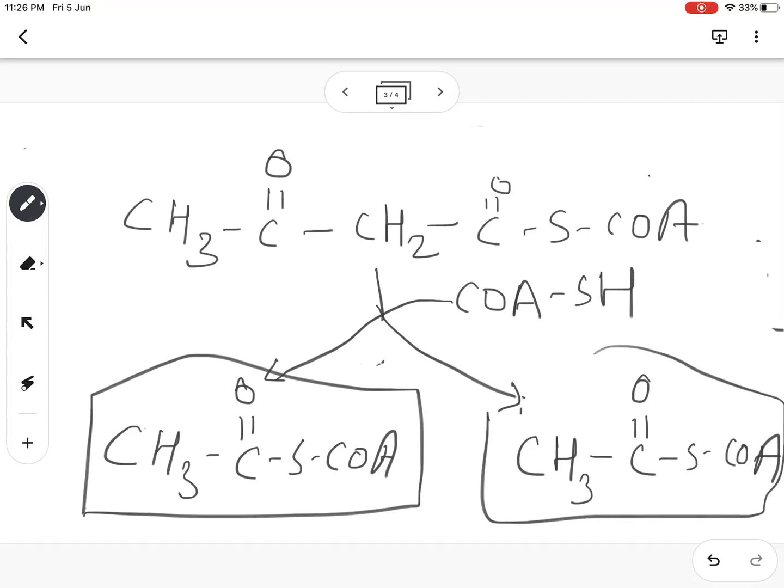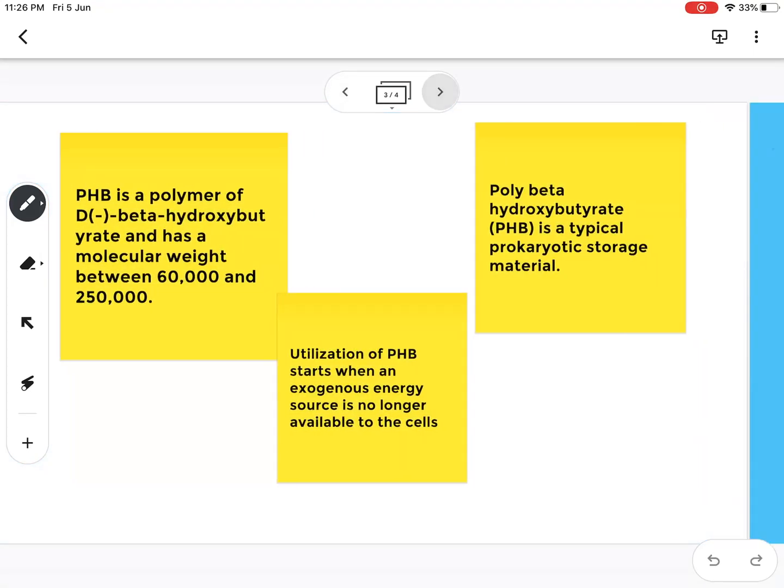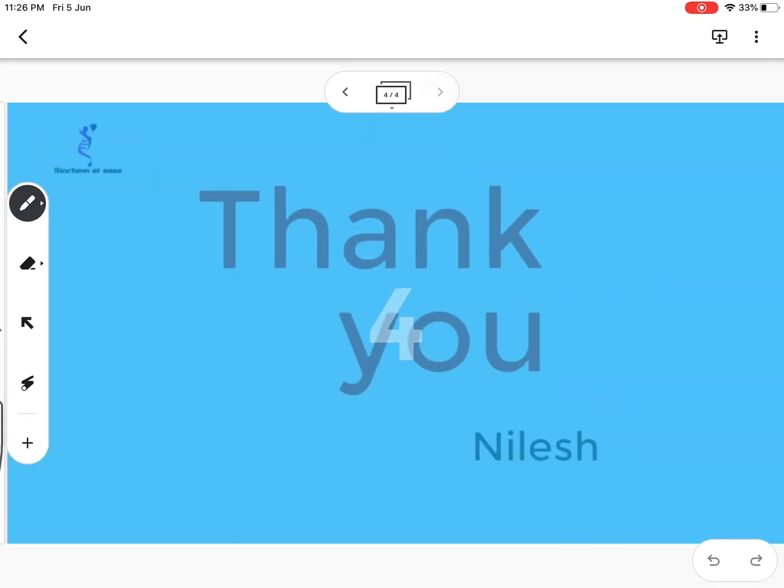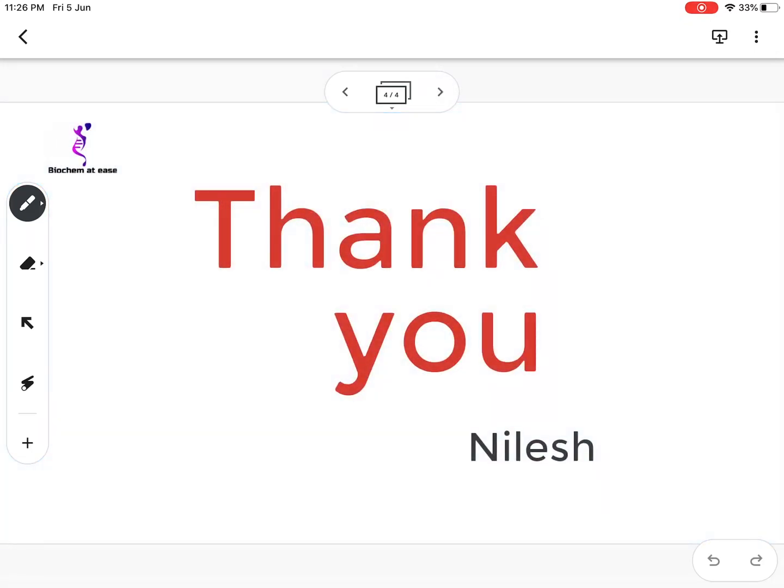So these acetyl CoA are the product of this reaction. So in this way, the PHB molecules are first depolymerized to beta hydroxybutyrate, and then beta hydroxybutyrate is further oxidized to two molecules of acetyl CoA, which can be further metabolized by the TCA cycle.